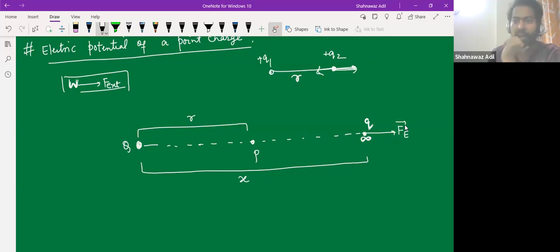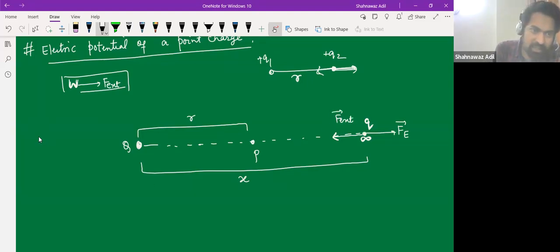Now, if I want to bring this charge from infinity to point P, then I'll have to apply a force equivalent to this electric force, but in the opposite direction. So this electric force would be in this direction, and this would be my F external.